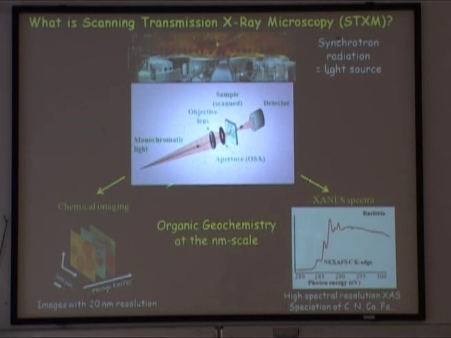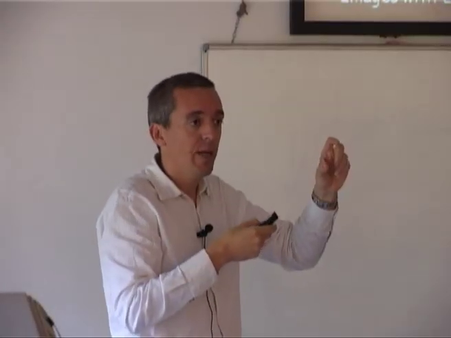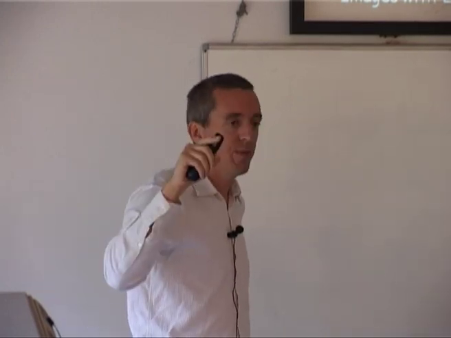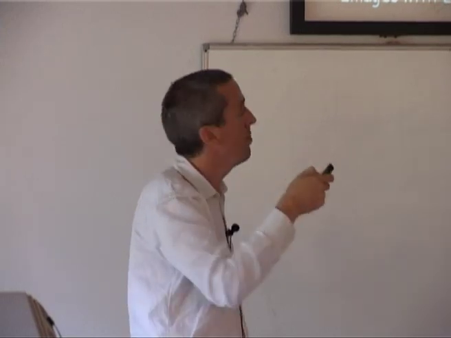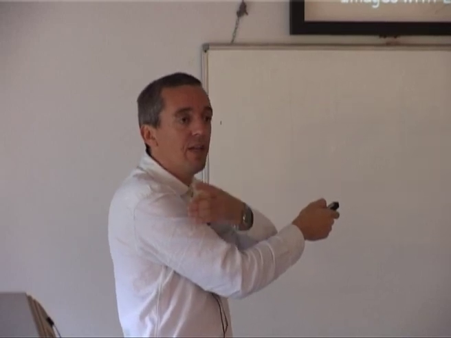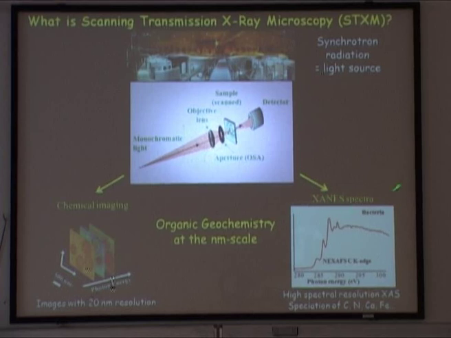This is done with a single energy. But now you can take an image at a single energy, and then you can change the energy and take another image at another energy. And so for each pixel of your image, you can measure the absorption by your sample of the photons versus the energy of the photons. So you get images with a spatial resolution of 20, 25 nanometers. And you get spectra. These spectra are called XANES spectra, for X-ray absorption near-edge structure spectra.